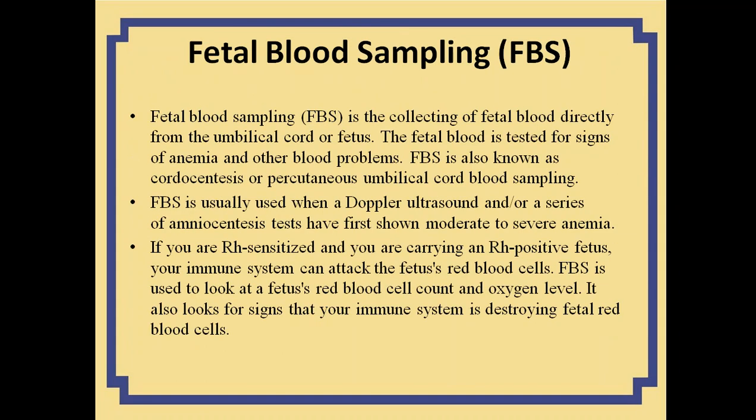Okay, so next let's look into fetal blood sampling. What is fetal blood sampling? It means collecting the fetal blood directly from the umbilical cord of the fetus. The fetal blood sampling test is majorly done to determine whether the child is suffering from any blood disorders like anemia, and also to monitor the oxygen level of the body. So the main aim of fetal blood sampling is to check the fetal RBC count and also the oxygen level. And this FBS test is done when an abnormal Doppler result occurs, and it is also done as a follow-up to an amniocentesis result.